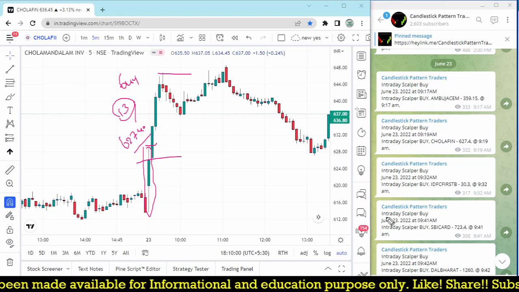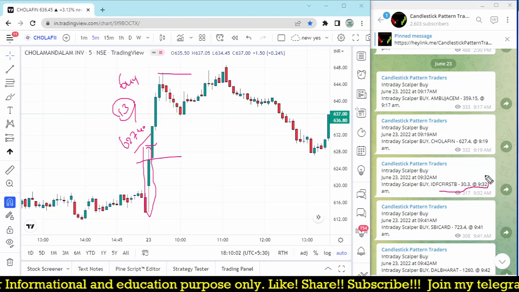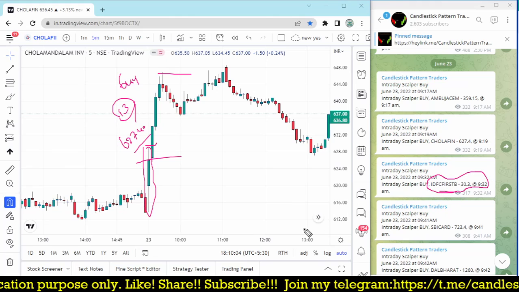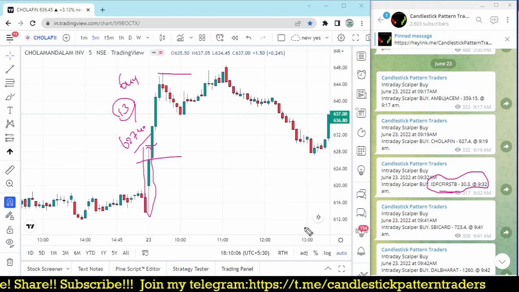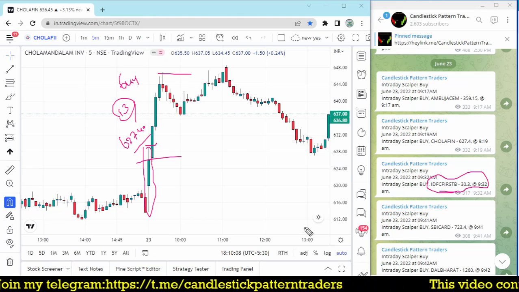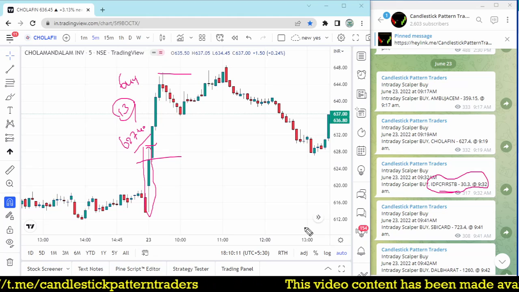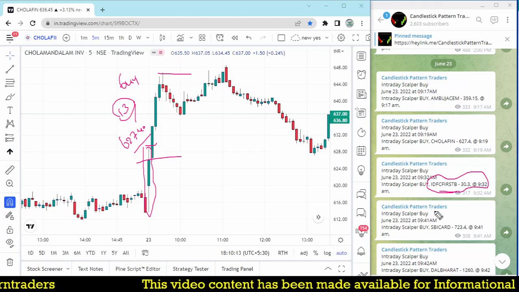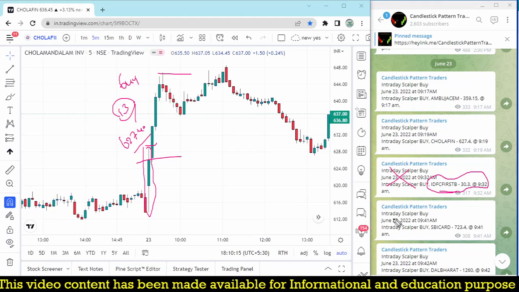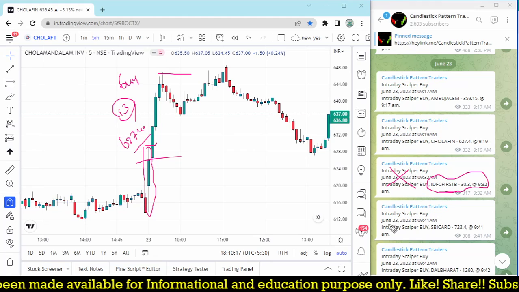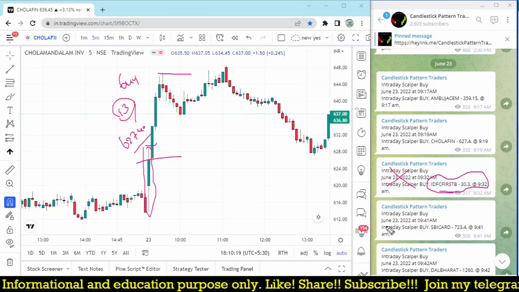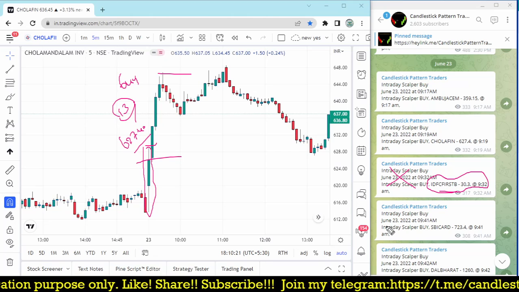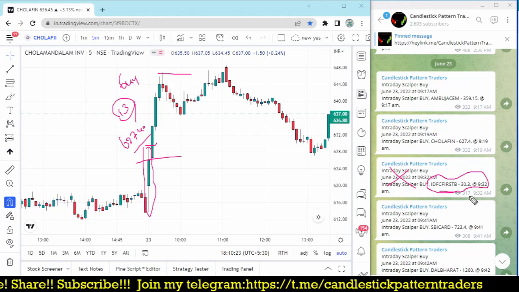And then there is IDFC. I'll avoid IDFC because its value is less than 100 rupees, or even less than 50 rupees. It is a very low value stock with a high lot size. That should be avoided for intraday trading, because it is a 30 rupees stock. Even if it moves 1 rupee, 1% would be 0.3. Okay, so avoid such kinds of stocks.